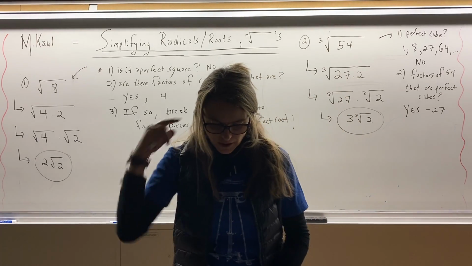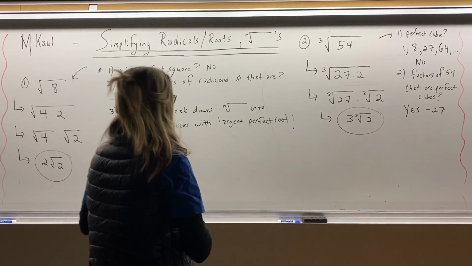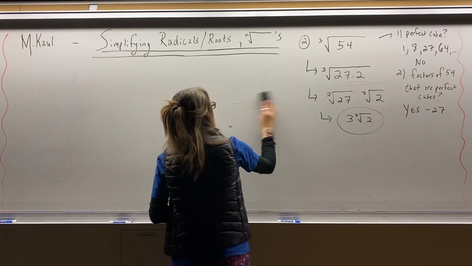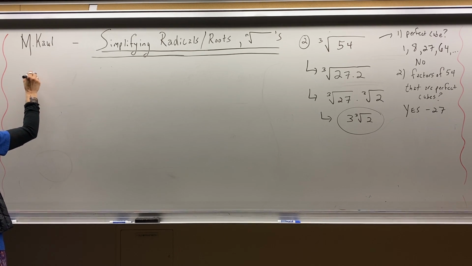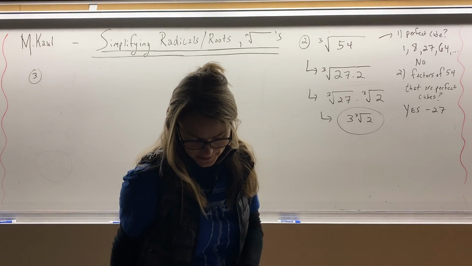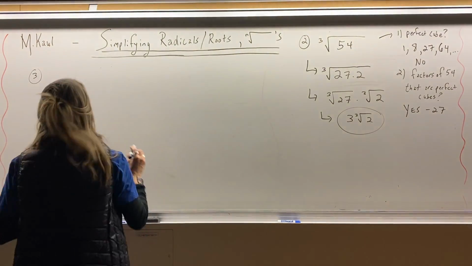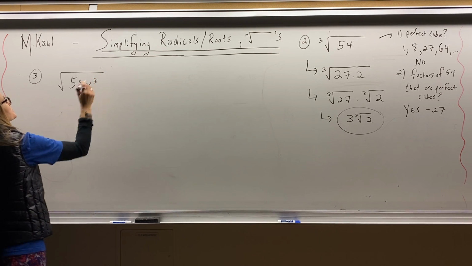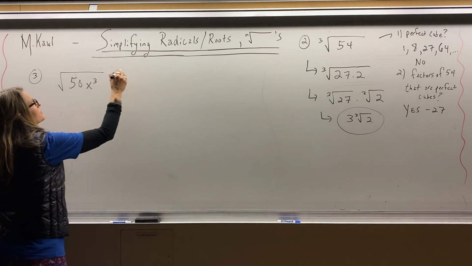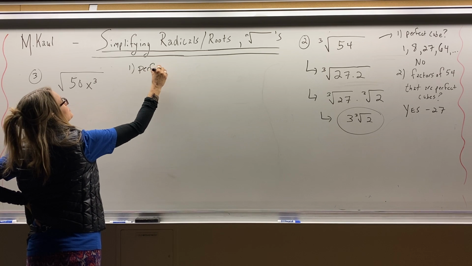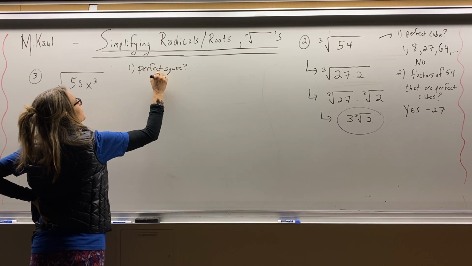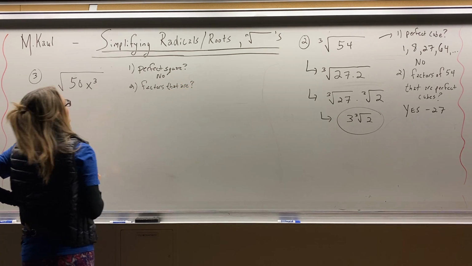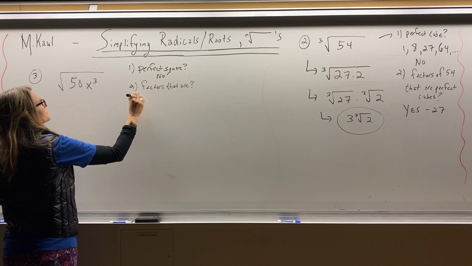All right, there's another one. So let me draw some more from other examples here. Let's go ahead and mix in some variables and apply the rules. Let's look at something like the square root of 50x³. Okay, same thing. First, I'm going to condense my statement. Perfect square? No. Factors that are? Well, yes.